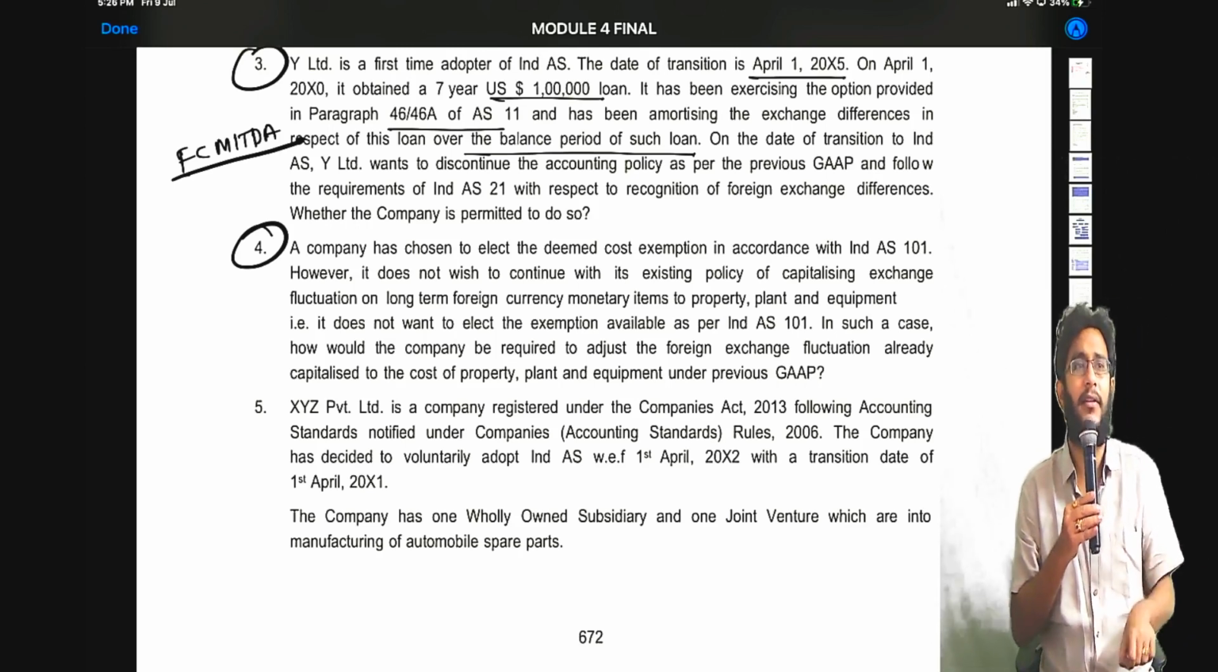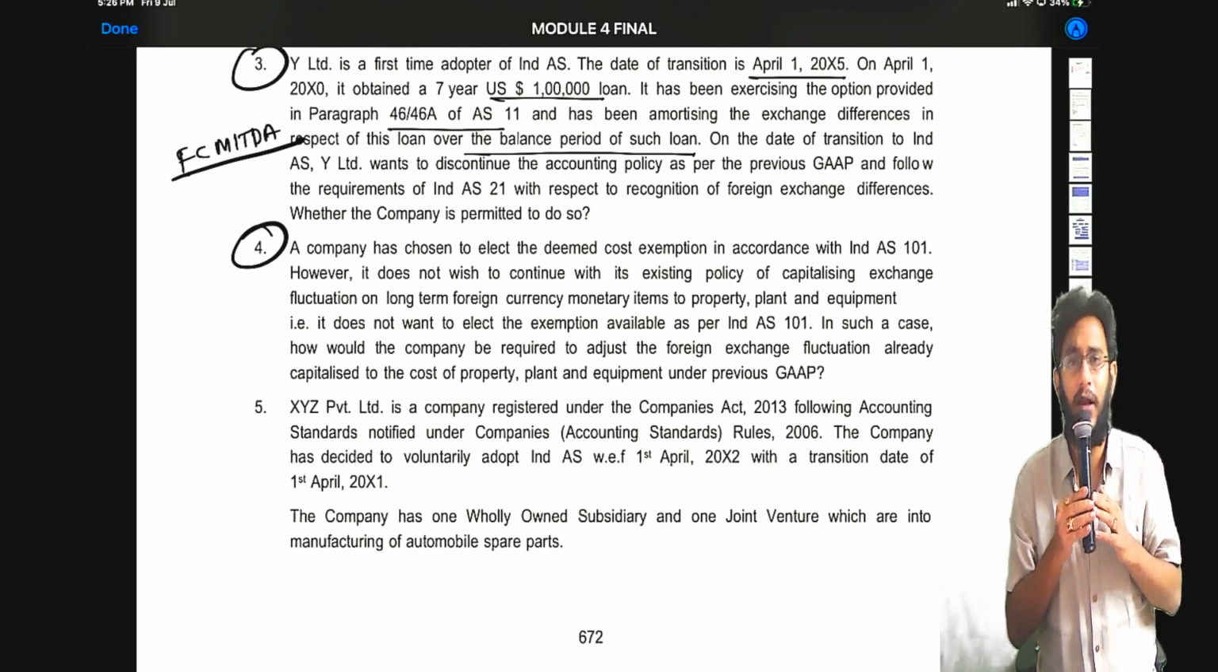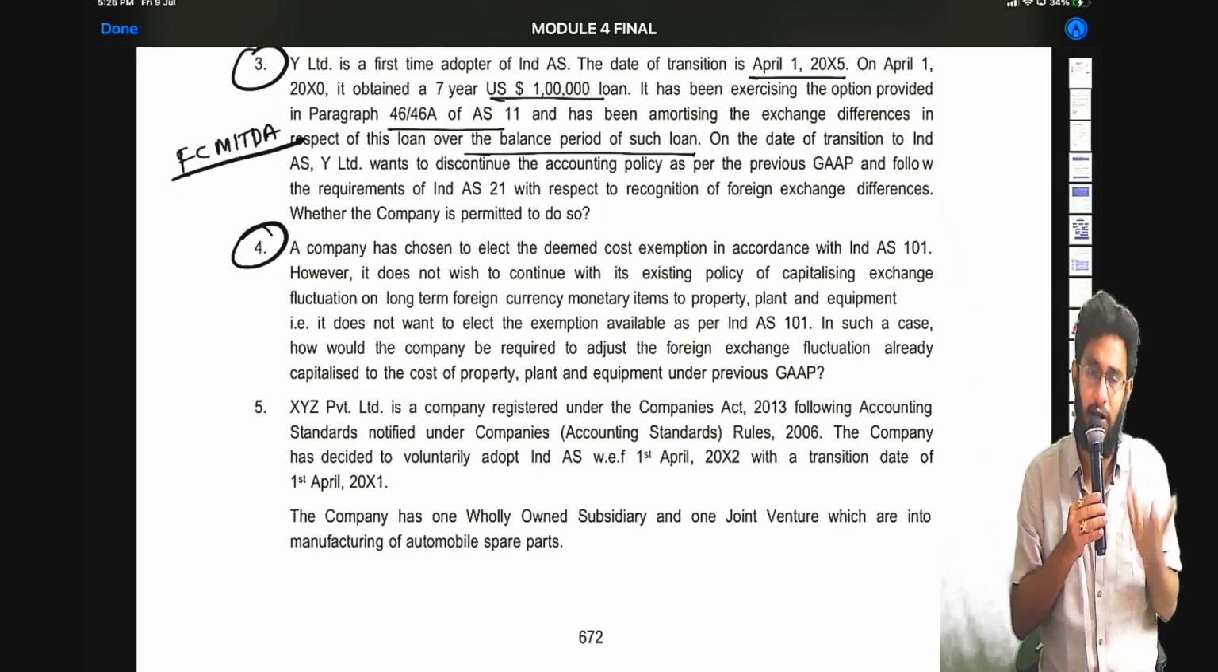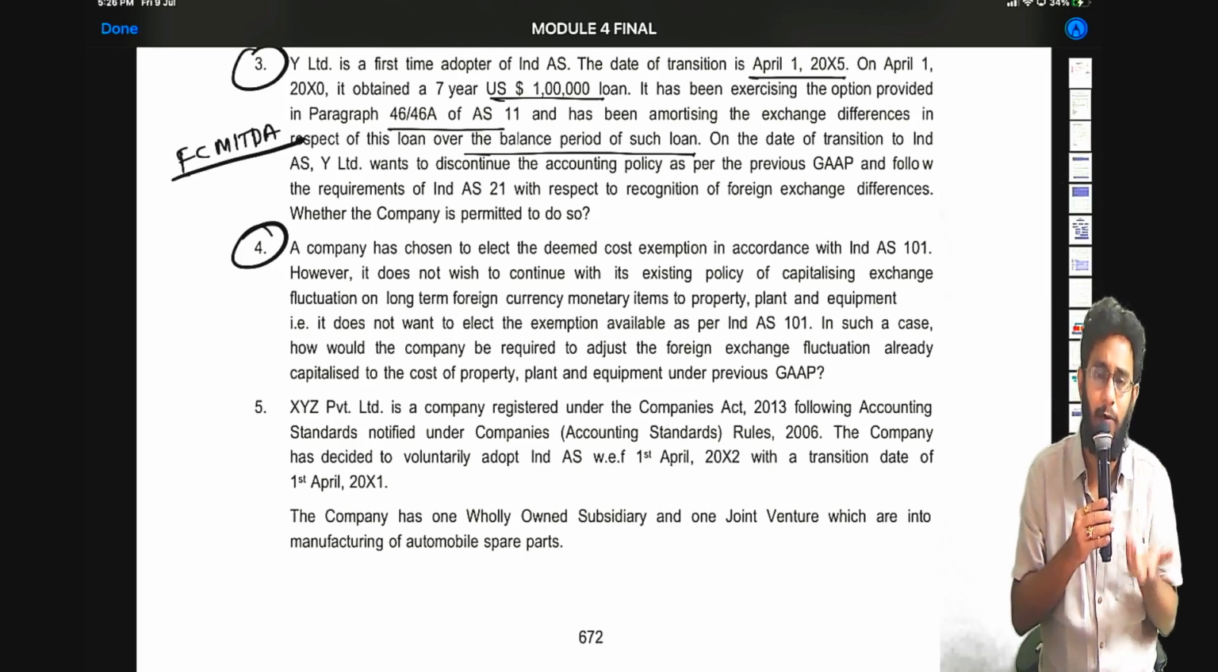So again, if I ask you to remove all the differences, it's as good as asking you to apply Ind AS 16 and Ind AS 21 retrospectively. That need not be done. Whatever exchange differences are already capitalized and sitting in PPE, let them sit there. We cannot do anything for that.